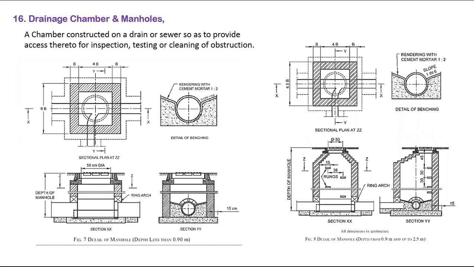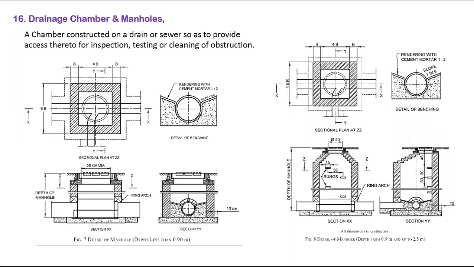Without a chamber you should not put any 45 degree or 30 degree bend in the underground. Suppose you want to change the direction of the pipe, you have to put a chamber at the direction change point, then change the direction of the pipe. You should not change it directly by using fittings or bends. Chambers normally we construct with brick. Small chambers we construct with brick, and deeper or larger size chambers we construct in RCC, reinforced concrete, based on the site requirement.